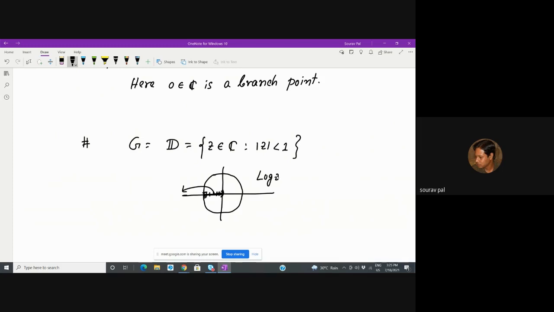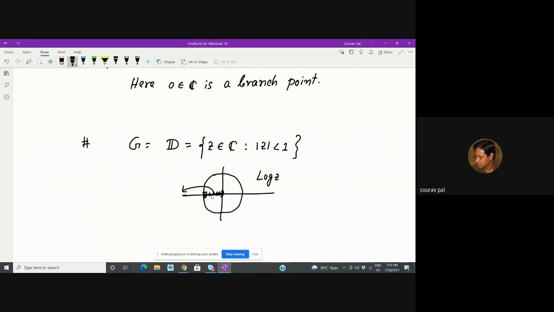So you guys are not responding. Are you understanding, all of you? Yes, sir. Thank you. So you have understood the concept of branch cut and branch point. What is a branch cut? The portion of the domain that you are removing to have a branch of logarithm there.